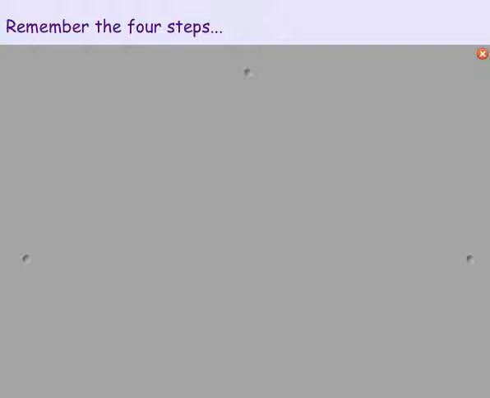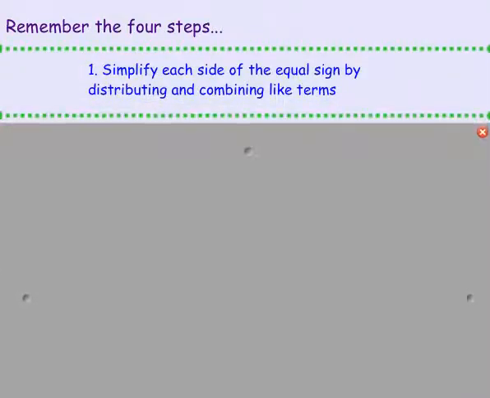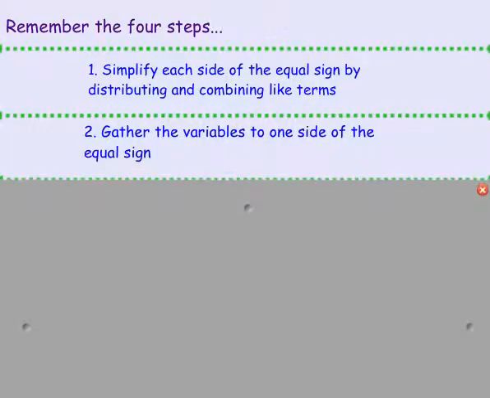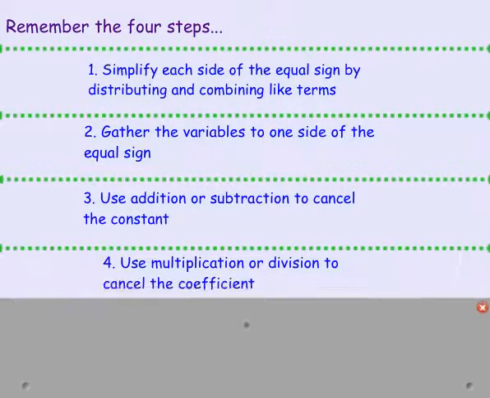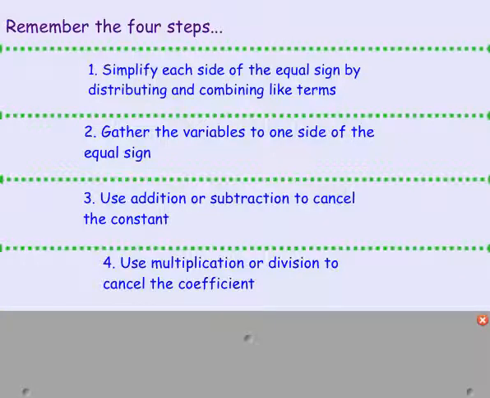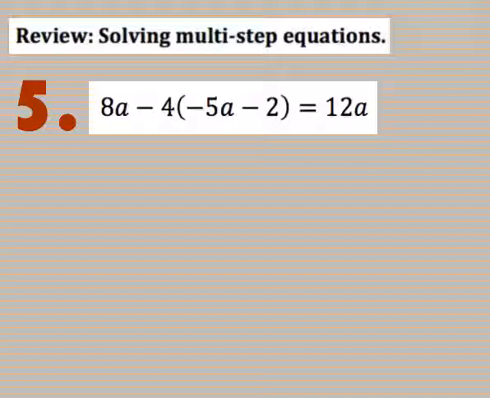Alright, so remember these 4 steps. Simplify each side by distributing and combining like terms. So those are the same 4 steps as last time. Gather the variable to one side with addition and subtraction, then multiply or divide by the coefficient. I know you can do that stuff. You did the practice for 1. And if you copied the practice for 1, this is an example of where it hurts. Because we're doing the same exact thing.